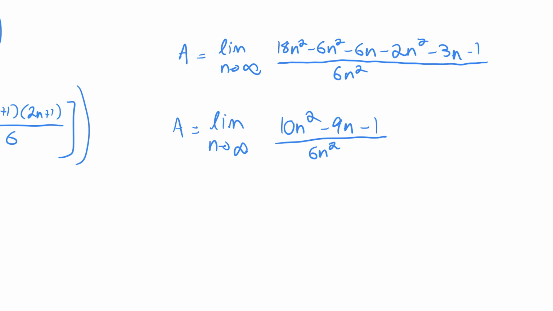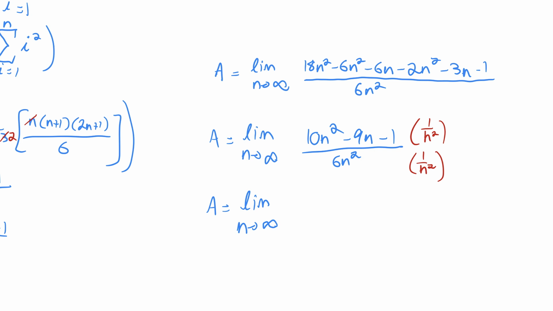A limit at infinity of a rational function, divide all the terms in the top and bottom by the highest power of the variable that's in the denominator. So let's divide all the terms by n squared. Or another way of saying that, let's multiply the numerator by 1 over n squared and the denominator by 1 over n squared. And that'll make it easy for us to evaluate the limit. When I multiply everything in the top by 1 over n squared, I get 10 minus 9 over n minus 1 over n squared. In the bottom, 6n squared divided by n squared is just 6. And now as n goes to infinity, both of those terms go to 0.